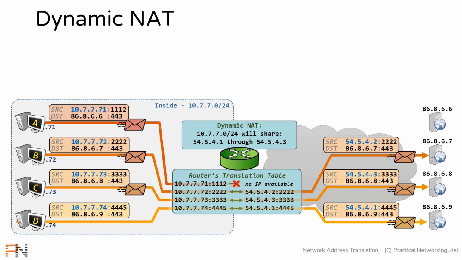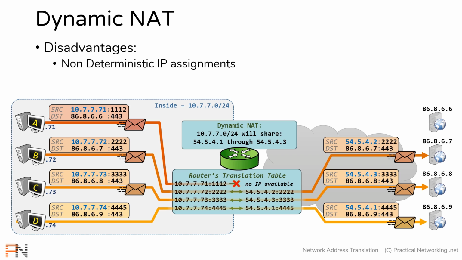Either way, as I mentioned before, dynamic NAT is often not used in the industry, and here are the main disadvantages of dynamic NAT, which also explain why they are not used in the industry. The first, and it's a pretty serious one, is that the IP assignments are not deterministic, and we kind of touched on this in the last slide when we discussed lazy static NAT. Over here, host C is translated to the .3 IP address, but there is no guarantee that host C will always have the .3 IP address.